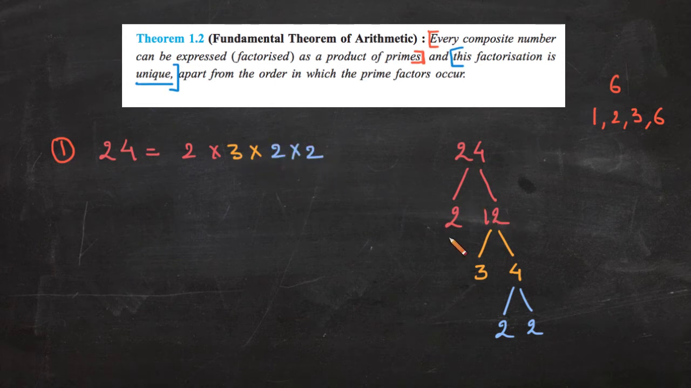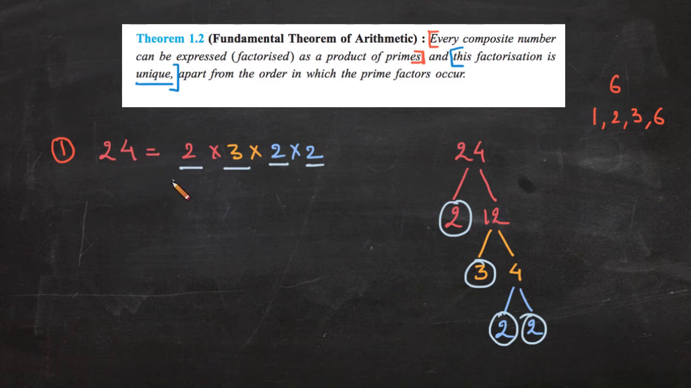Basically what we are doing is picking all the numbers that are at the end of the branches of this factor tree. For example, you can see here we picked 2, we picked 3, we have one more 2, we have one more 2. So we have 2 2s here as well. So this is the prime factorization of 24.